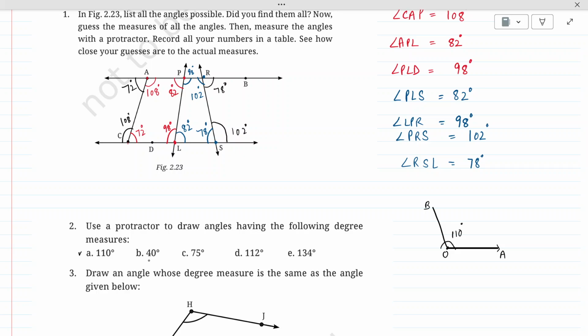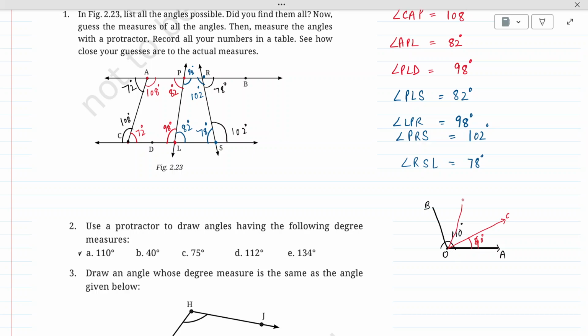Okay. Now coming to 40. If I have to make 40, same thing, OA, and then I'm taking another color. For 40, it is less than 90, it will be coming somewhere here. Keep the center of the protector at the vertex, line parallel to OA, overlapping OA, and then we can mark 40 using the protector. So somewhere here it will be 40.